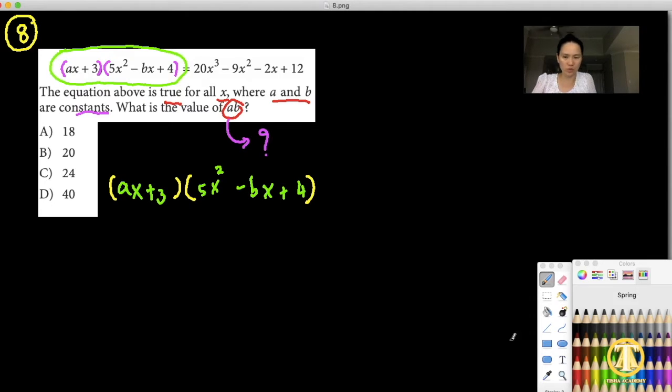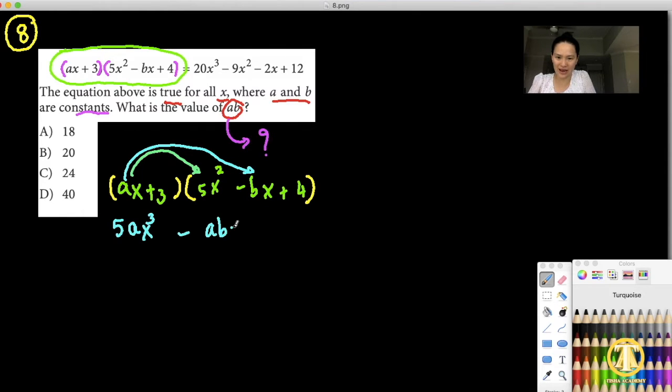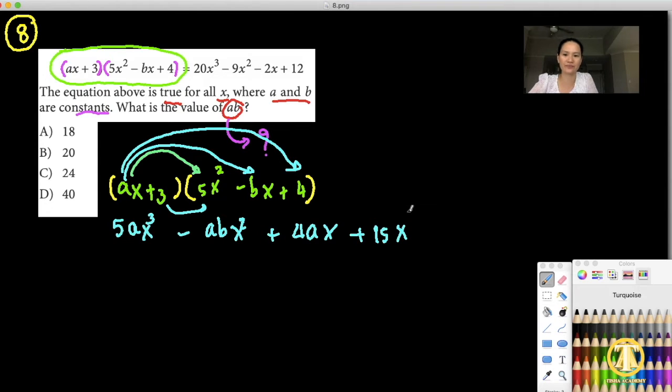Okay, first one. ax times 5x squared turns out to be 5ax to the power 3. Next one, minus 2abx squared and then plus 4ax. Does it make sense for you? Yep. Okay, let's do the next one. 3 times 5x squared is plus 15x squared, minus 6bx and then plus 12.